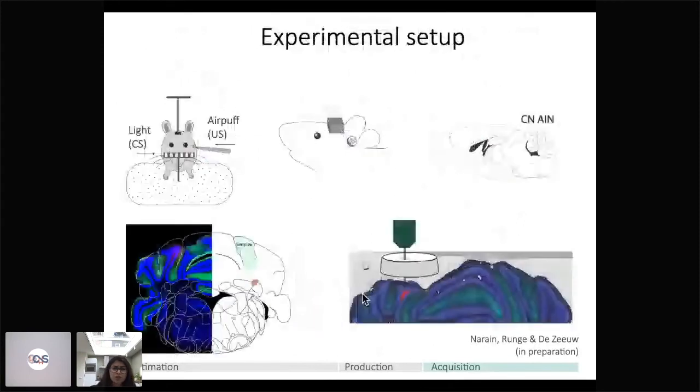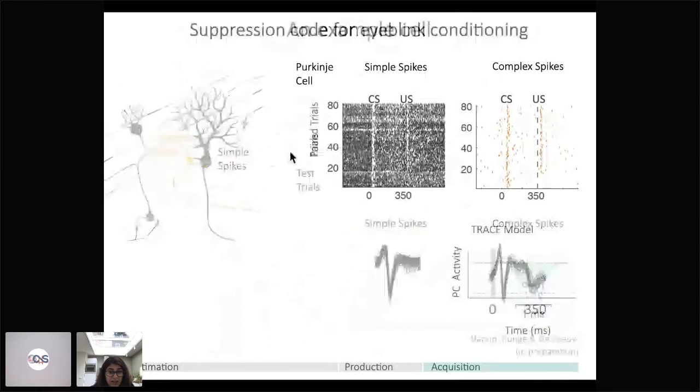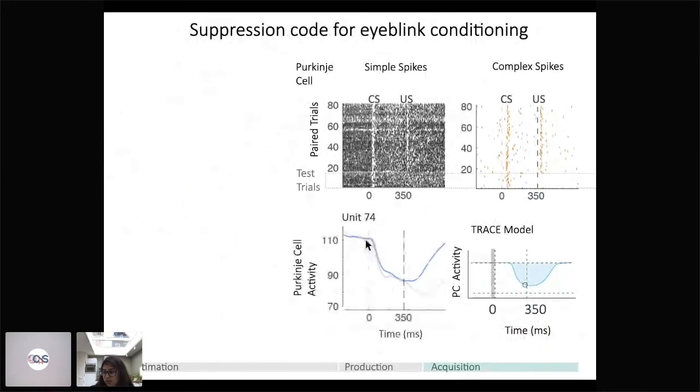And the advantage is, of course, that with great anatomical precision, we can record from the cerebellar lobule that is responsible for it that we identified, and we can physiologically identify Purkinje cells specifically. And now we can check if these Purkinje cells show activity that is consistent with the model.